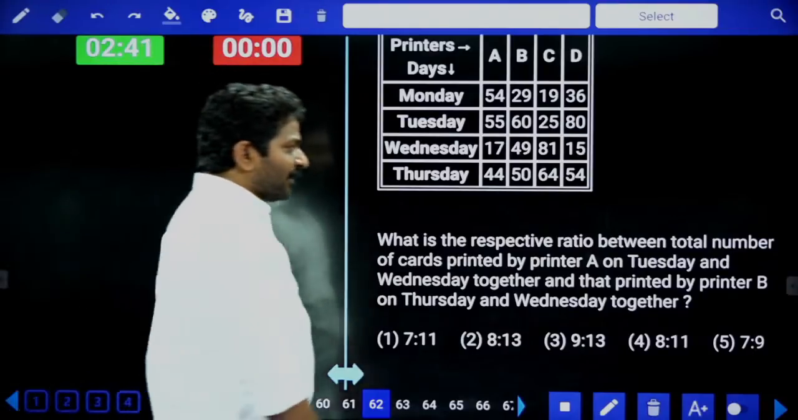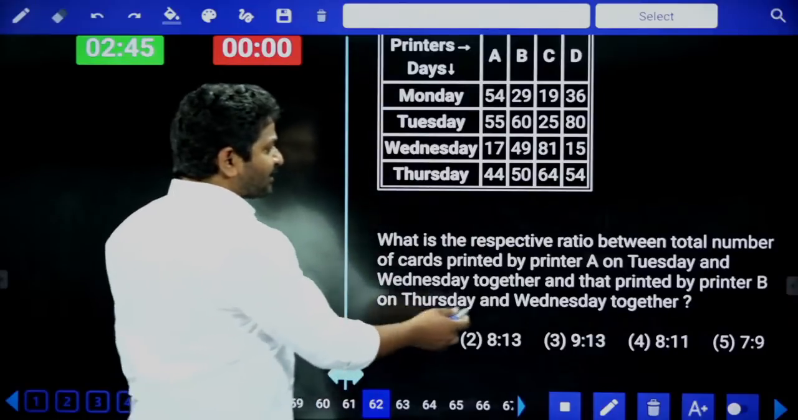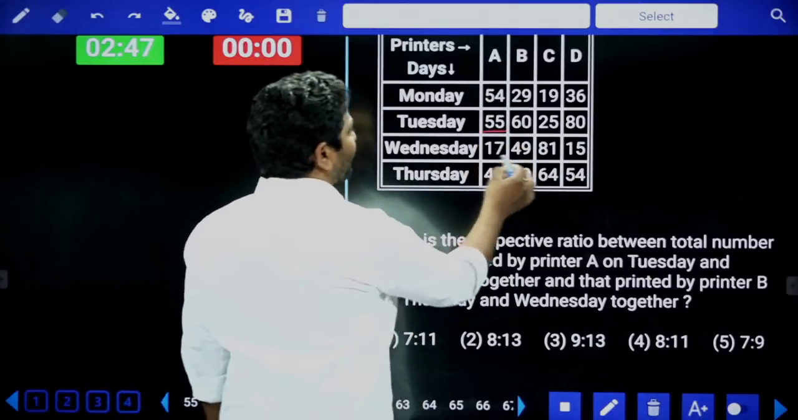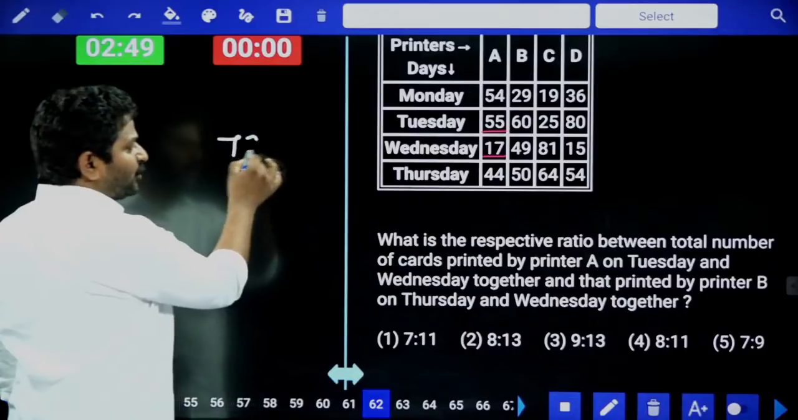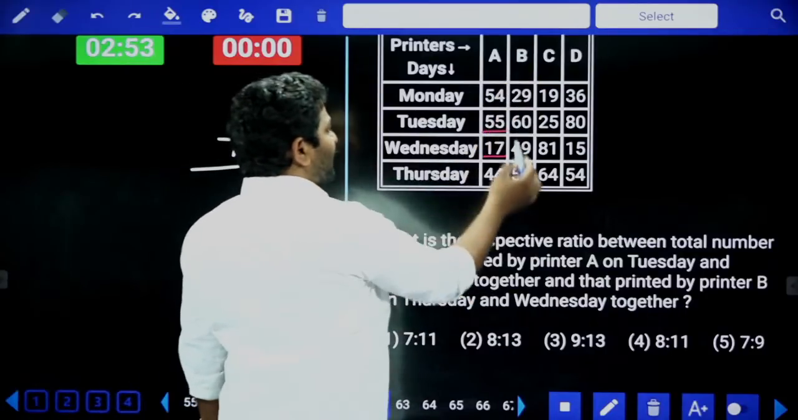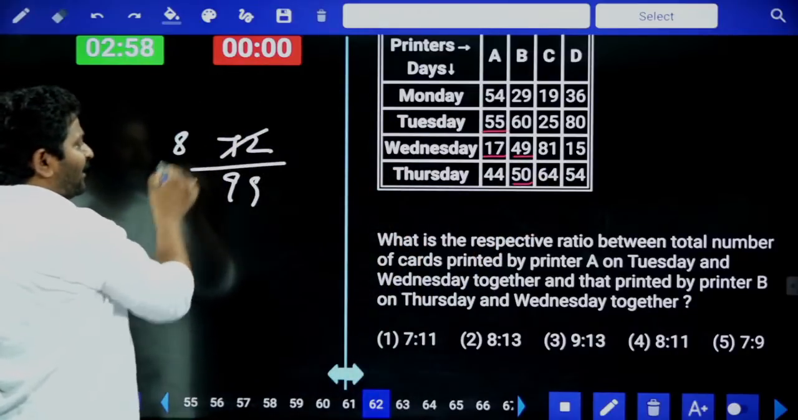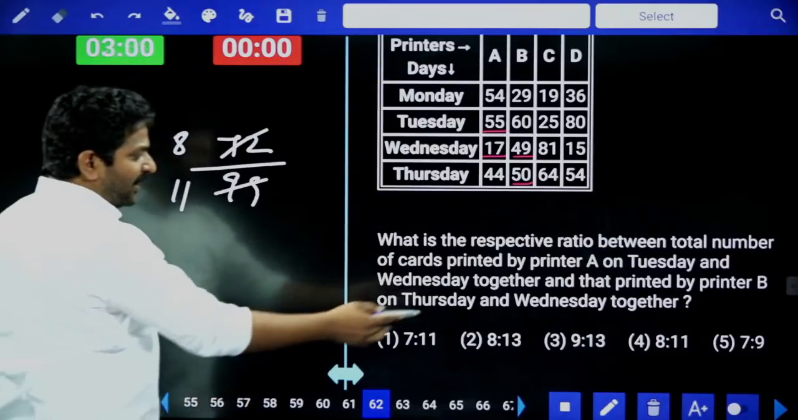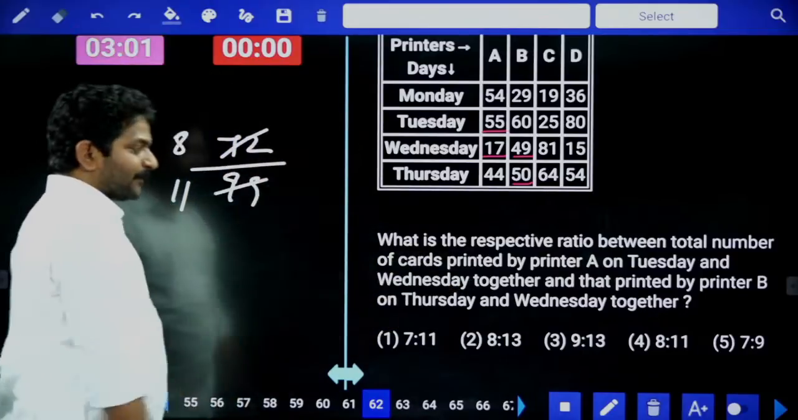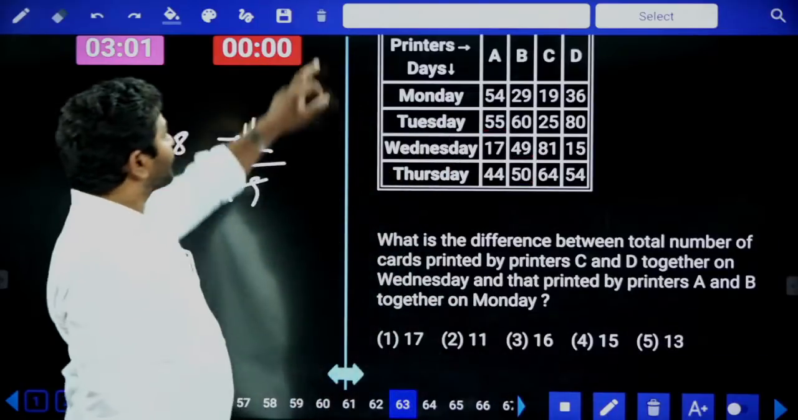What is the respective ratio between total number of cards printed by printer A on Tuesday, Wednesday together? A Tuesday and Wednesday together, that is 72. And printer B Thursday and Wednesday. Printer B Thursday and Wednesday, that is equal to 99. 9 8 times and then 9 11 times. 8 by 11, which is fourth option, final answer. Next.